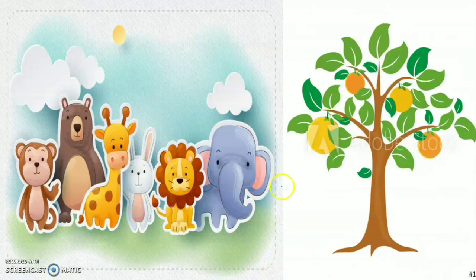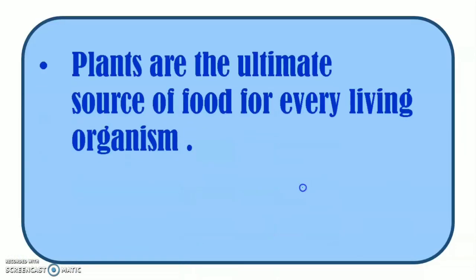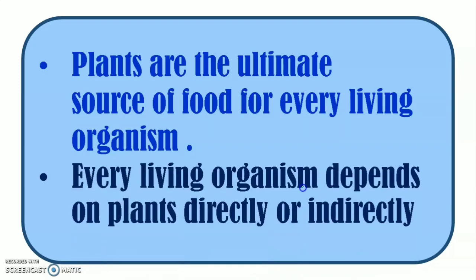So you know that every living organism depends on plants for its nutrition. Hence, plants are the ultimate source of food for every living organism. Every living organism depends on plants for its nutrition, directly or indirectly.